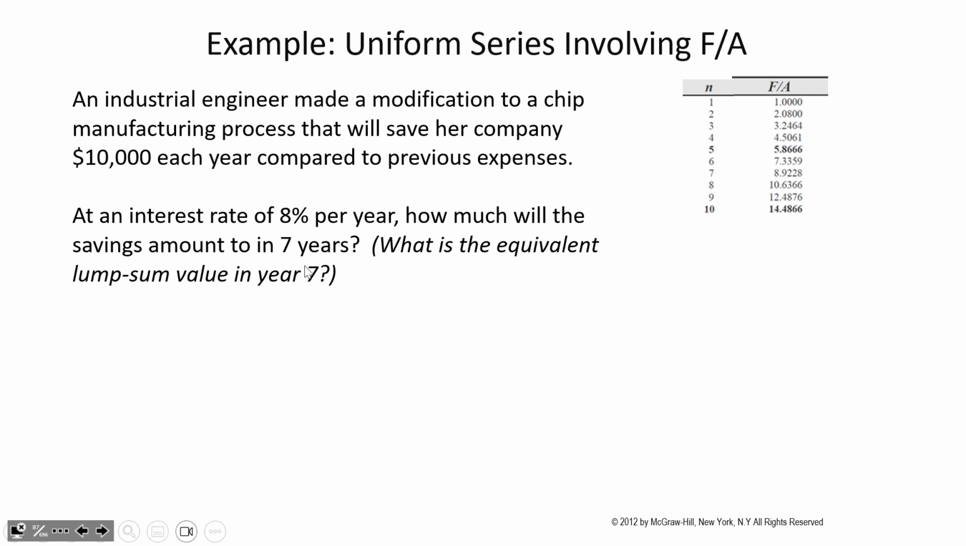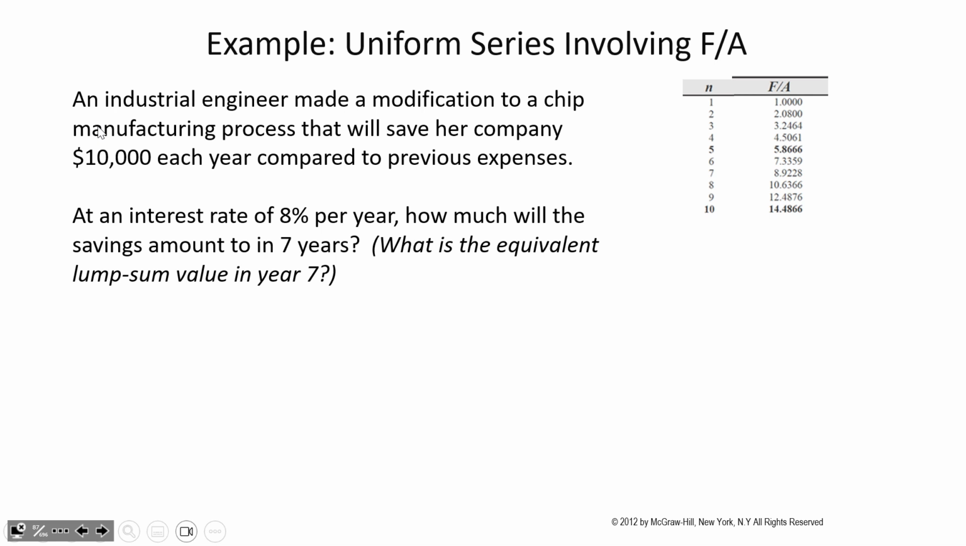Because somebody might read the first part of this and say, well, how much will the savings amount to in 7 years? Maybe they don't know the time value of money idea and they're thinking you just do 7 times 10,000 equals 70,000. But we can't do that because if we draw a cash flow diagram of what's happening in this problem, we have 7 years of revenue, 10,000 each. So 1, 2, 3, 4, 5, 6, 7. All right, and i equals 8%.